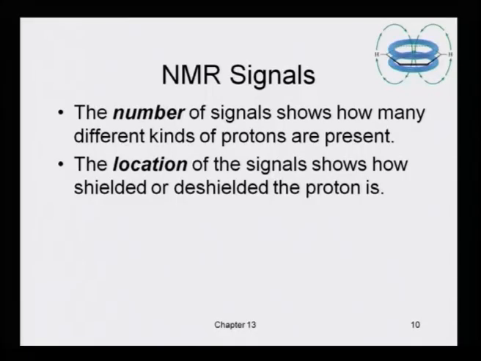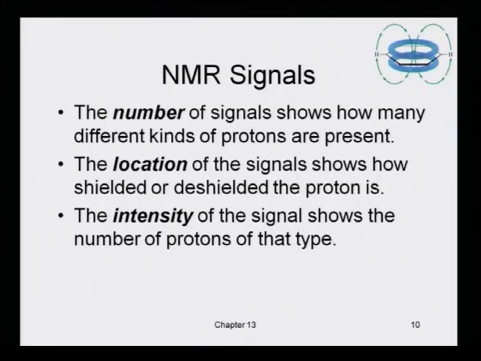The location of the signal shows how shielded or de-shielded the proton is, and also in the NMR spectrum, the location of these peaks will give us an idea whether the protons are shielded or de-shielded, as we saw in the case of methyl alcohol. In the case of methyl alcohol, the methyl protons were shielded, whereas the OH proton was de-shielded. The intensity of the signal shows the number of protons of that type.